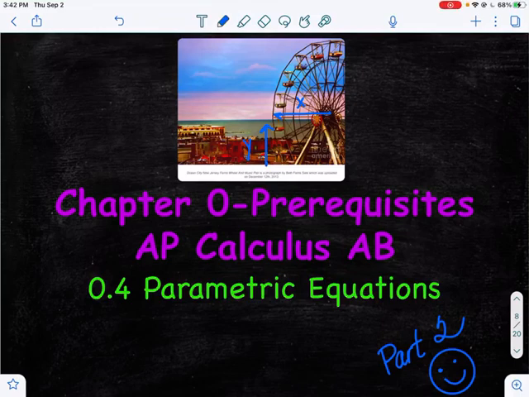Okay, we're back for part 2. It's Mrs. Allen, and we're doing chapter 0 prerequisites, AP Calculus AB, parametric equations.